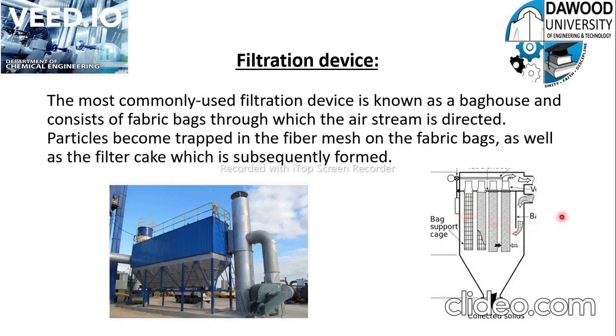What happens here is that the particulated air enters from this port inside the chamber, and the air moves through the filters. The filter retains the particulates and lets the air move out of the chamber, and that air consists of very little particulates. This picture shows the representation of the bag filters, which are mostly used in the industries.